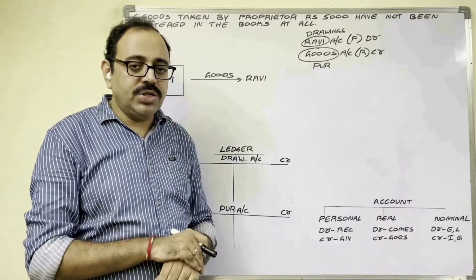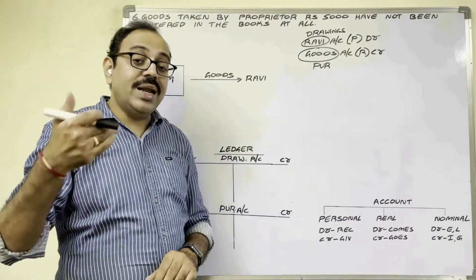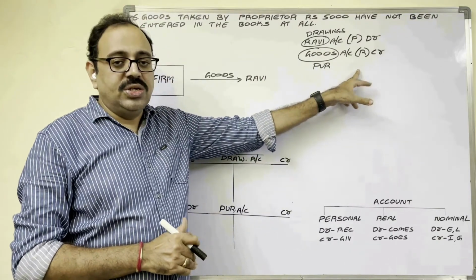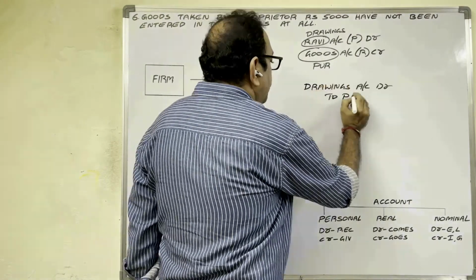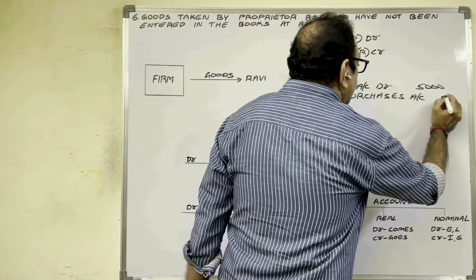Purchases shows a debit balance now. If you want to decrease that purchase amount, then you should credit purchases account. That is why purchases account is credited. So the final entry is drawings account debit to purchases account, 5,000 and 5,000.